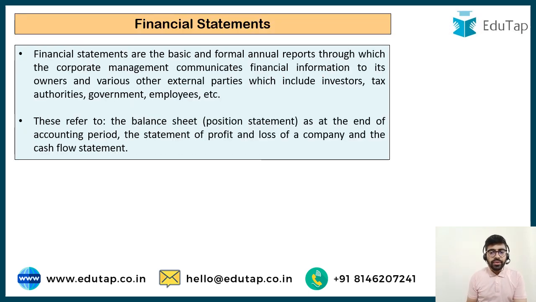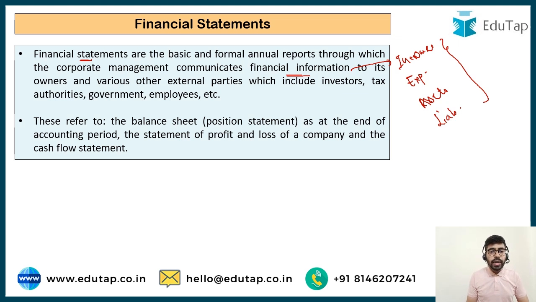So friends, let's try to understand what the financial statements of a company are. Financial statements are the basic statements which contain certain financial information about the company. This financial information is about the income the company is generating, the sales the company has made, the revenue the company has generated, the expenses the company is incurring, the assets the company has, and the liabilities the company has. So all the important financial information is depicted through the financial statements.